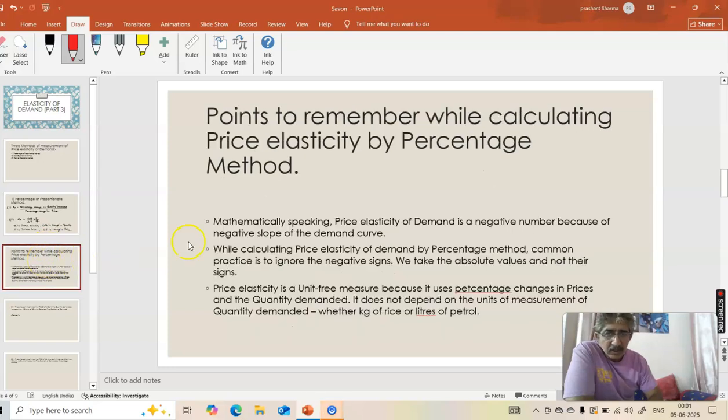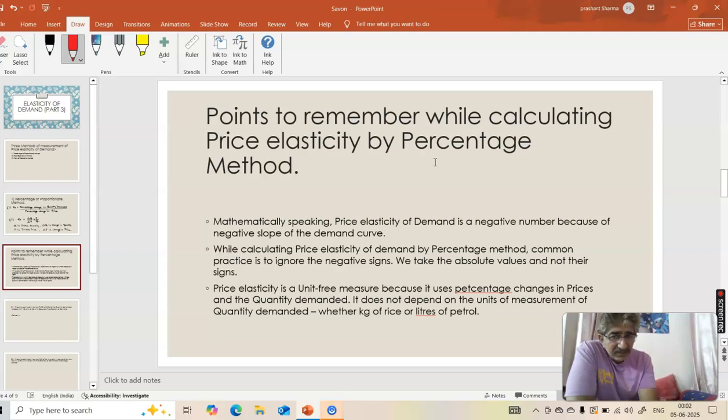Before that, a few points to remember while calculating price elasticity by percentage method. Mathematically speaking, price elasticity of demand is a negative number. Why? Because of the negative slope of the demand curve, which indicates inverse relationship between the price and the quantity demanded, as stated by the law of demand. But while calculating price elasticity of demand by percentage method, common practice is to ignore the negative signs. We take the absolute values and not their signs.